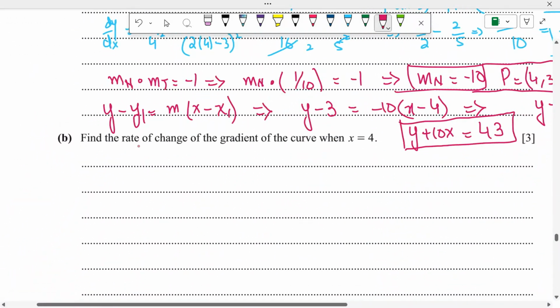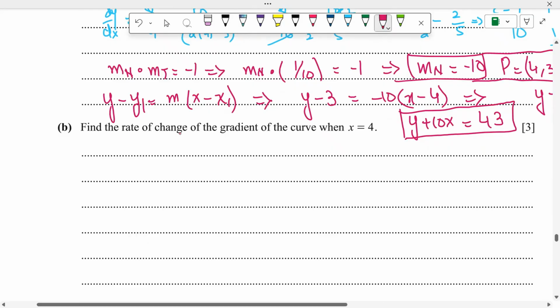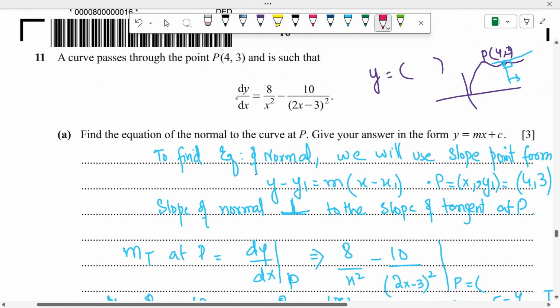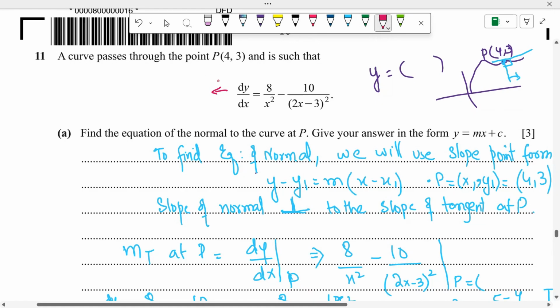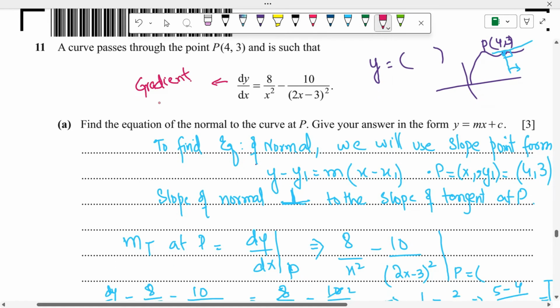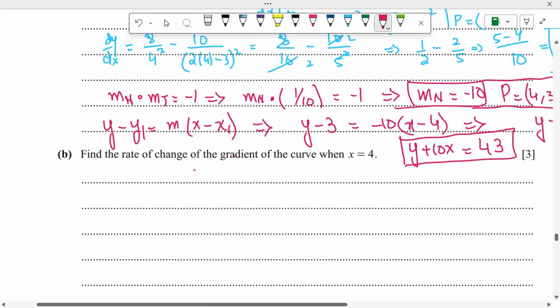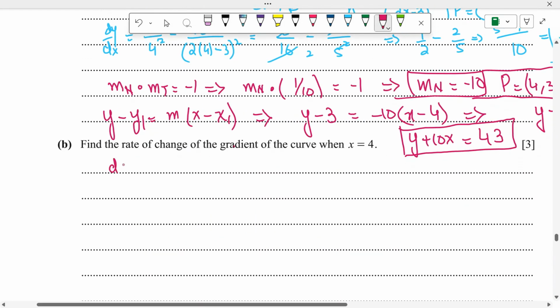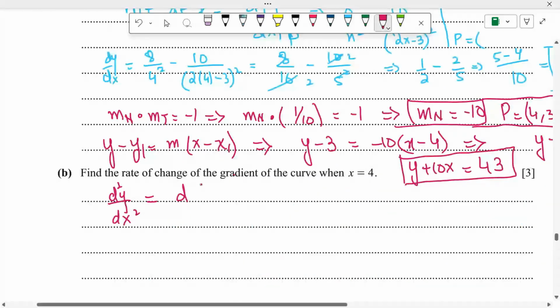Okay, let's move to part B. Find the rate of change of gradient of the curve when x is equal to 4. We already have the gradient information: the derivative of the curve is the gradient of the curve. So we need to find d²y/dx², because the rate of change of gradient is the second derivative of the curve. So we differentiate the derivative equation.